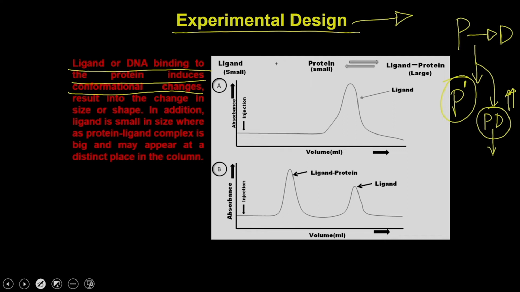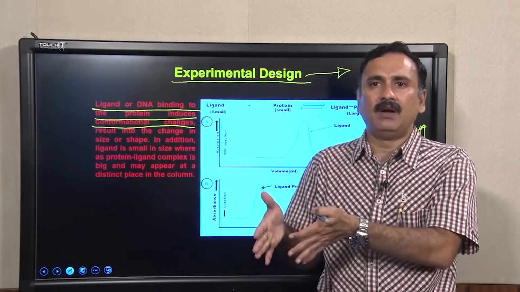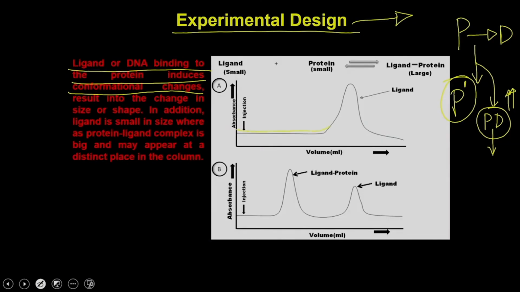One, if the conformation of the protein changes, it is going to change its position on the gel filtration curve. So, that is what you see. If you inject the native protein, it will be present at a different position, but if the ligand and the protein are both present, it is going to give you a high molecular weight, and that is how it shows you a separate peak. So, this results in a change in the size or shape.